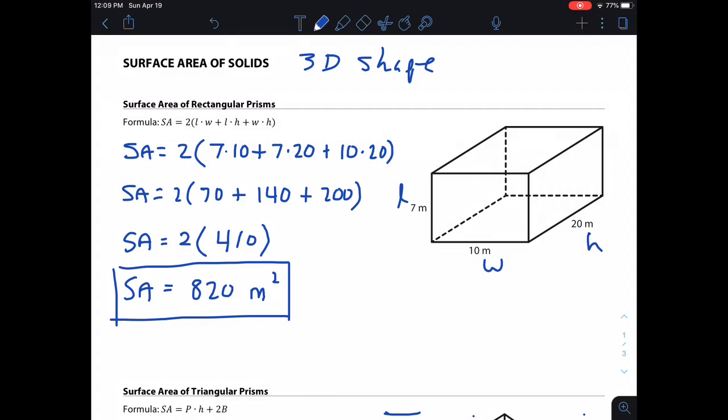So there's a rectangular prism. There are going to be 5 more videos that follow this with different shapes that will show you how to find the surface area of different solids.